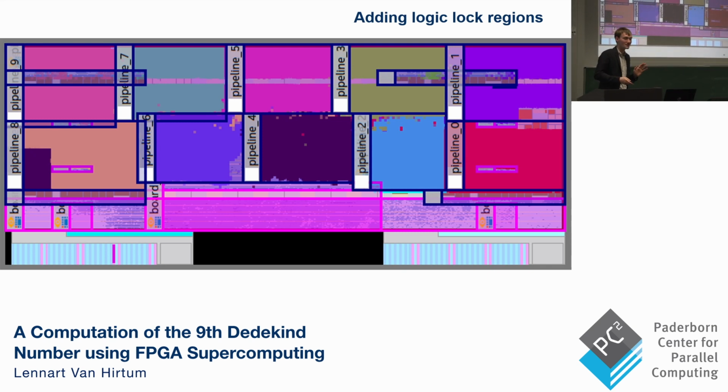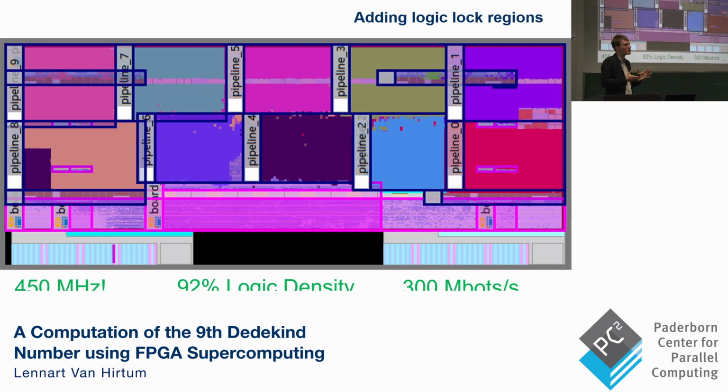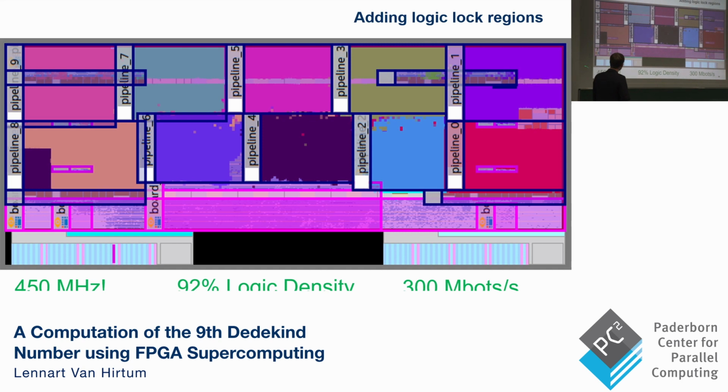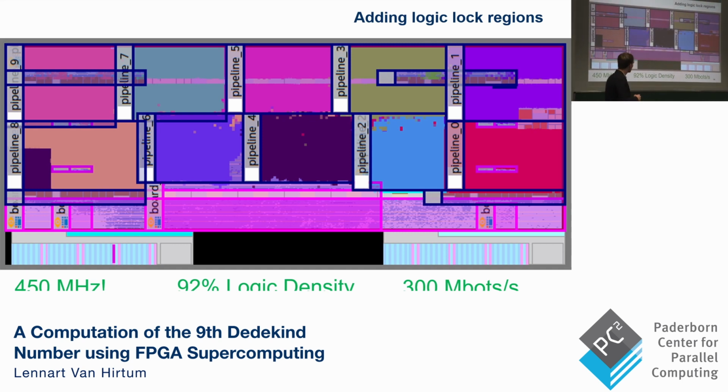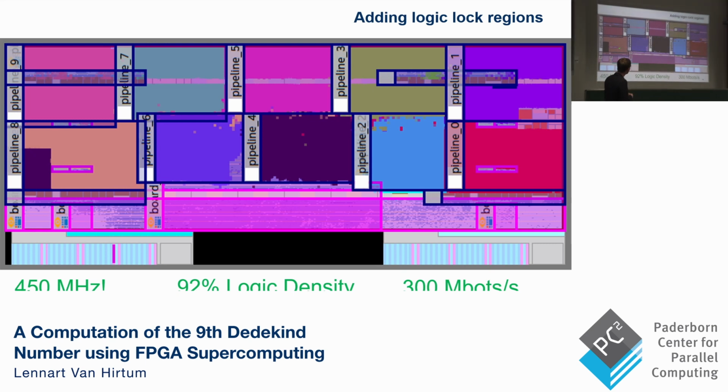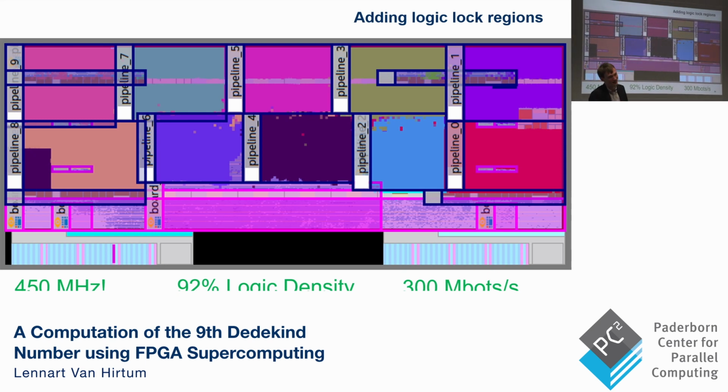But doing this, we finally tamed the compiler slightly, and we got our solid performance. So we got a nice 450 megahertz, 92% logic density within our own part of the FPGA. We could not touch the bits of the FPGA that OpenCL was using rather inefficiently, sadly. But still, the area we could use, we did use. And so we got a total peak performance from this of 300 million bottoms per second.